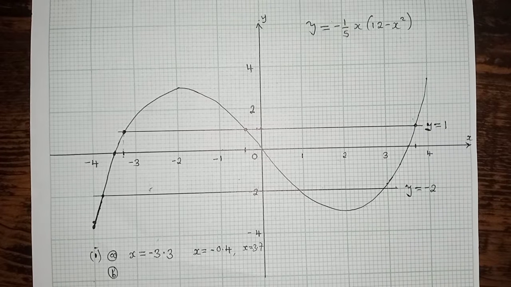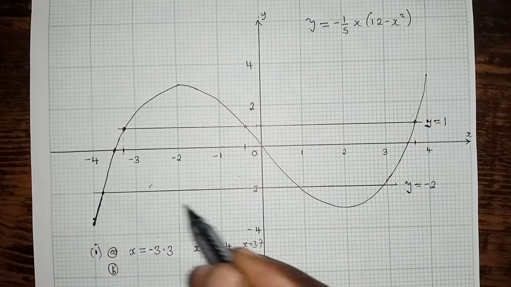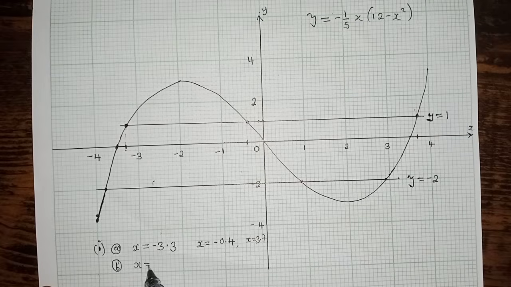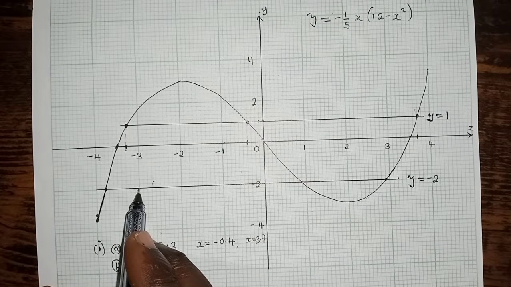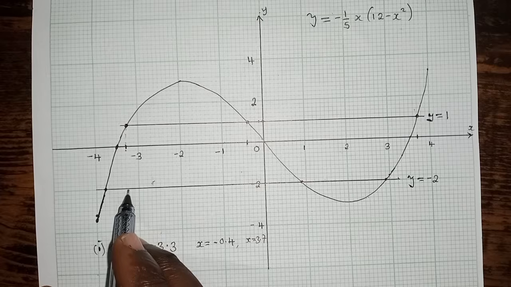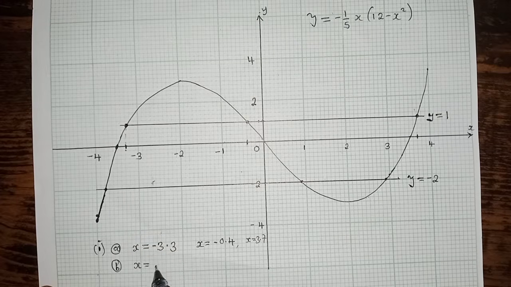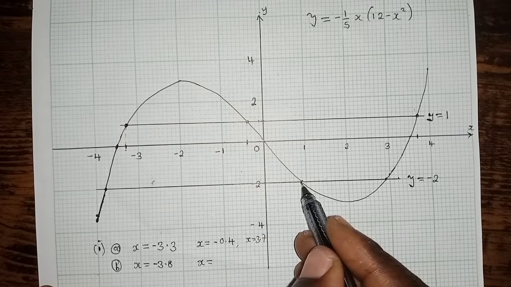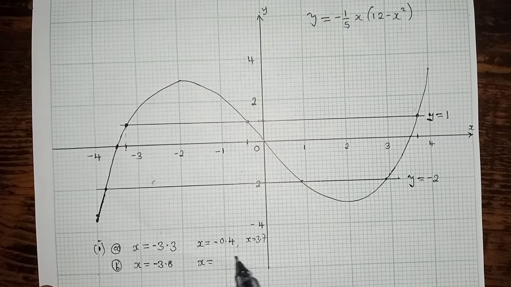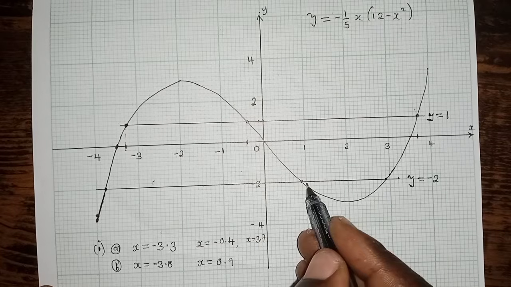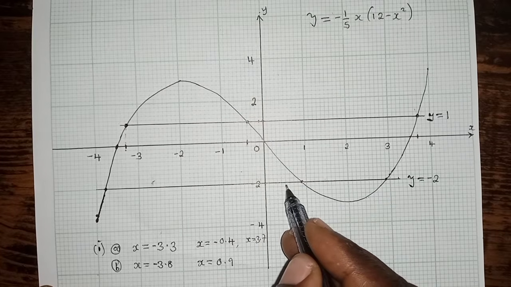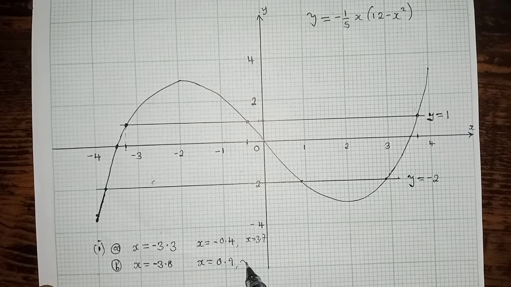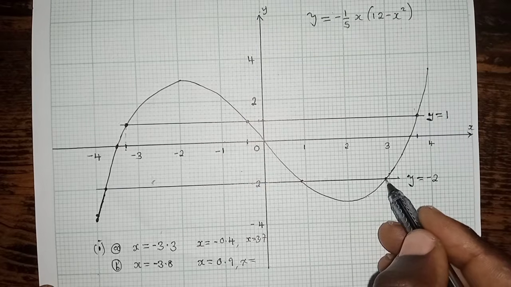Since we have y is equal to negative 2, we check the intersections here, here, and here. So x is equal to, right here, negative 3.8. X is equal to here, this is 0.9, because this is 1, so 0, 1, 2, 3, 4, 5, 6, 7, 8, 9, 0.9. And here x is equal to 2.9.